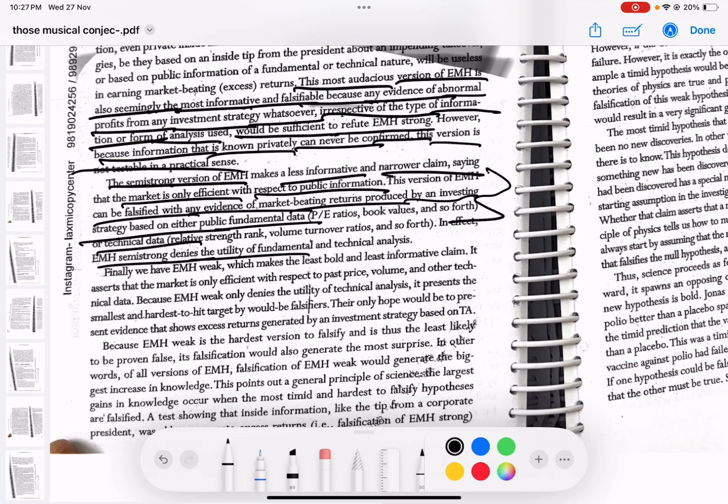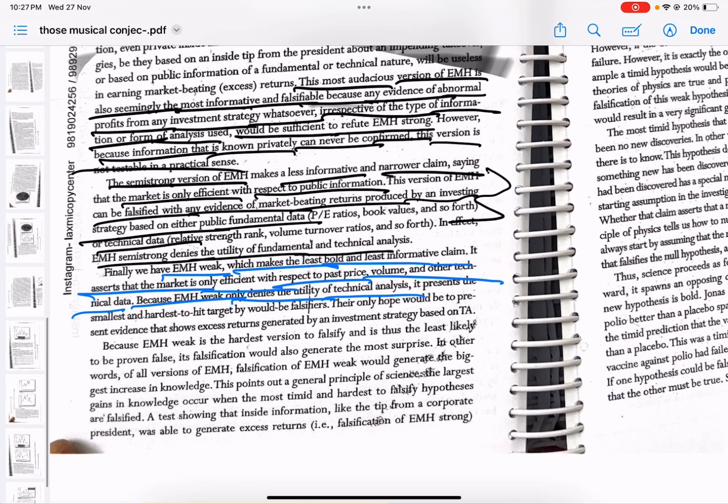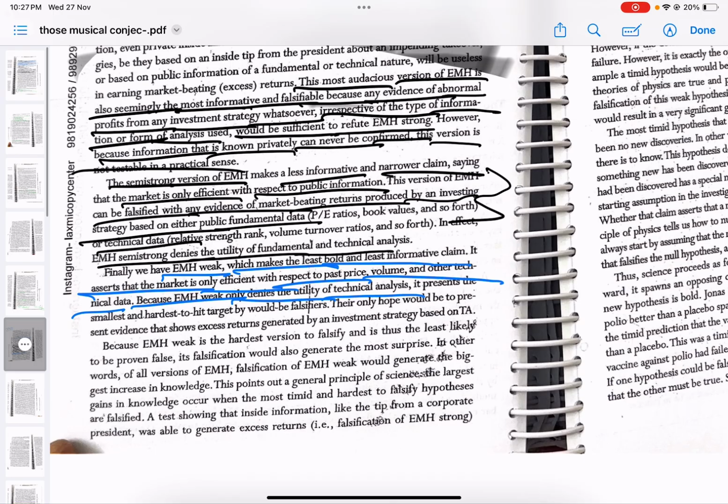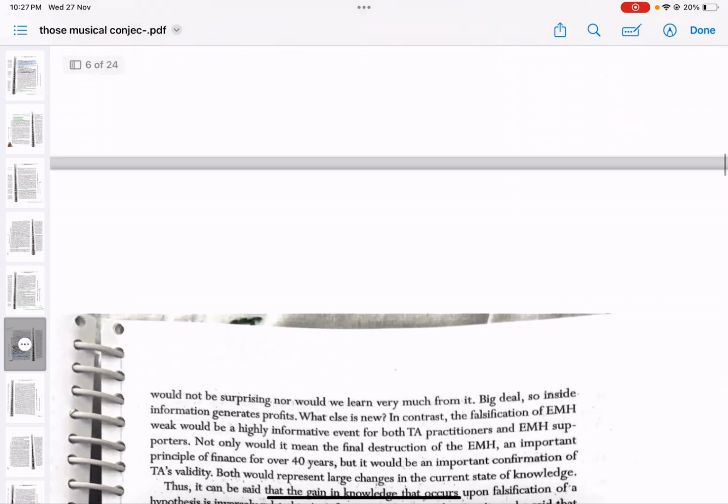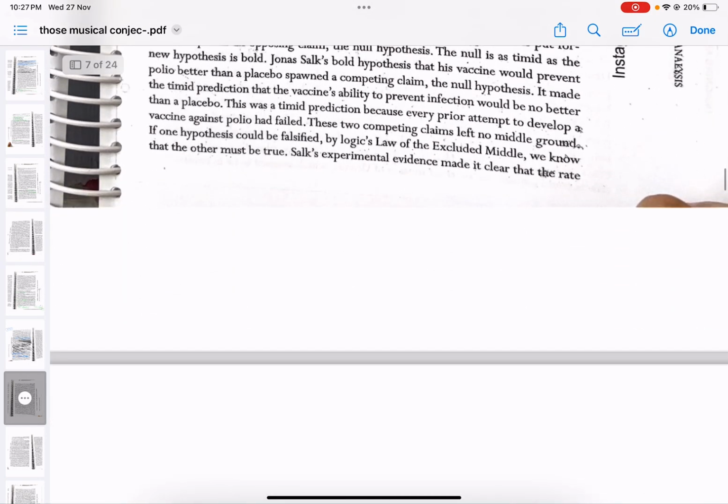EMH semi-strong denies the utility of fundamental and technical analysis. Then we have EMH weak, which makes the least bold and least informative claim. It asserts that the market is only efficient with respect to past price, volume, and other technical data, because EMH weak only denies the utility of technical analysis. Okay, so they don't care about what news is coming in the market or what news came in the market. It basically only talks about what has happened in the past. Because EMH weak is the hardest version to falsify and thus is likely to be proven false, its falsification would generate more surprise. Okay, so I hope you understood what EMH is.